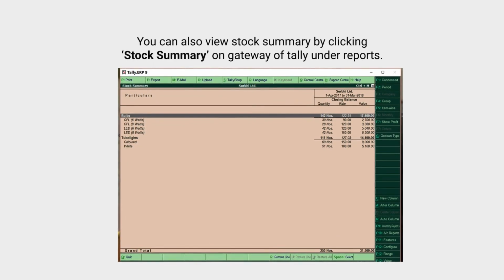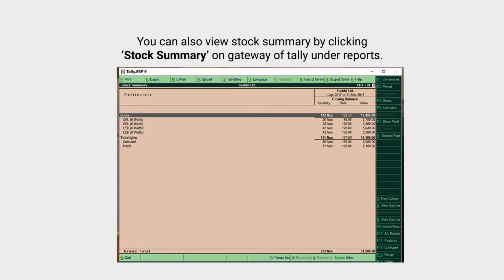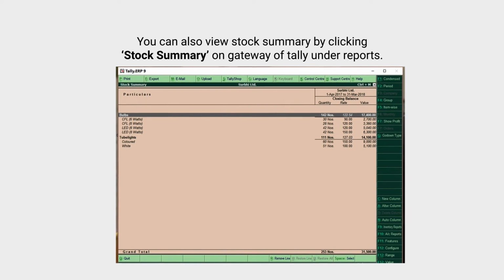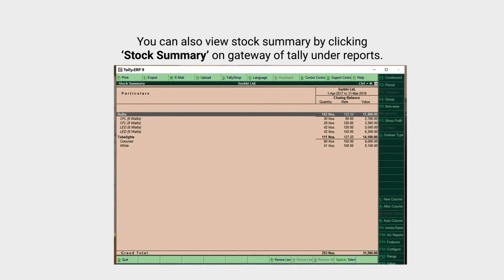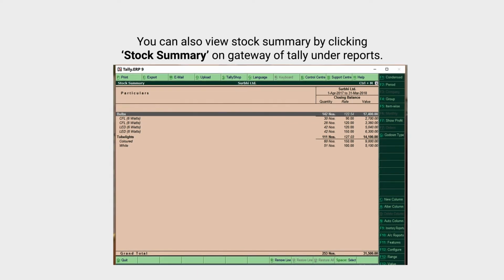You can also view stock summary by clicking the stock summary on Gateway of Tally under the reports. Stock summary will give you the total view of the available stock or inventory with you. On the screen, you can see we have 2 main items, that is bulbs and tube lights, and all the details regarding these 2 stock items are available after entering all transactions.